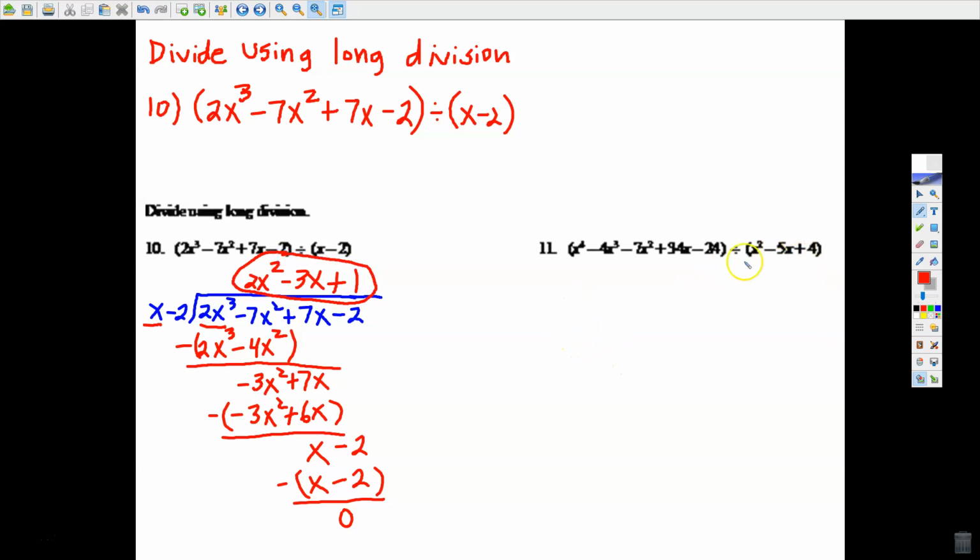Okay, let's try this other one. This time we're going to be dividing by a trinomial. And you should always pay attention to whether or not you're jumping over exponents. So if you notice, I start with 4, and then I go 3, 2, 1, constant. So none of the terms are missing. They're all in succession, just decreasing by 1. So we don't have to plug in a 0 in a certain spot.